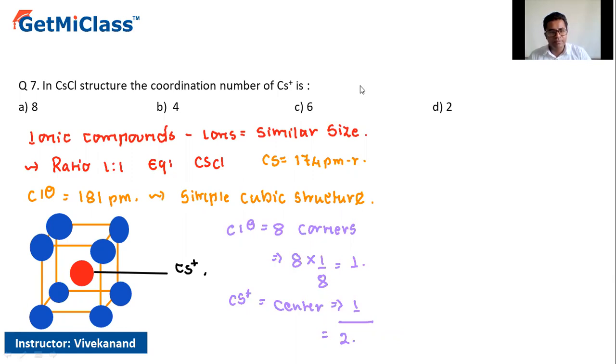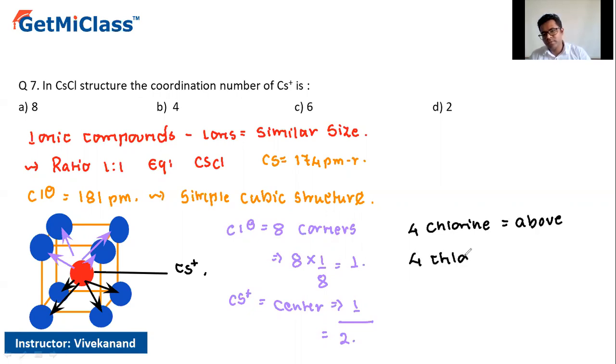Now, in any particular case, when the atom is present in a center, what usually happens is that this particular atom is going to be connected to the 4 atoms on the top side. It is going to be connected to the 4 atoms at the bottom. So if we consider the cesium is connected to the 4 chlorine atoms above and 4 chlorine atoms below, as it is connected to 4 and 4, that is totally 8. So therefore, the coordination number is 8.